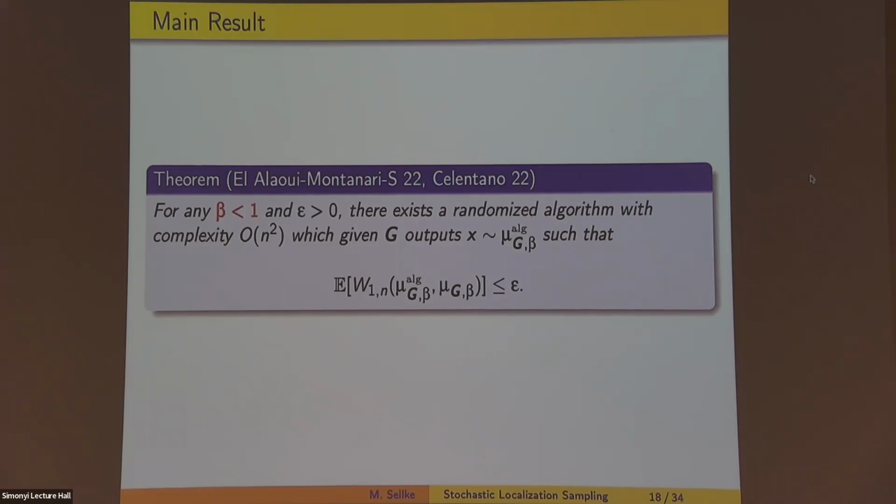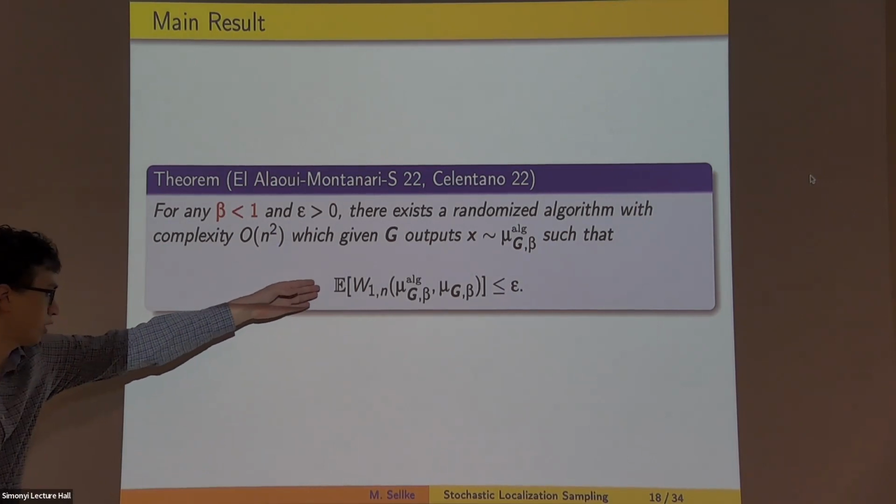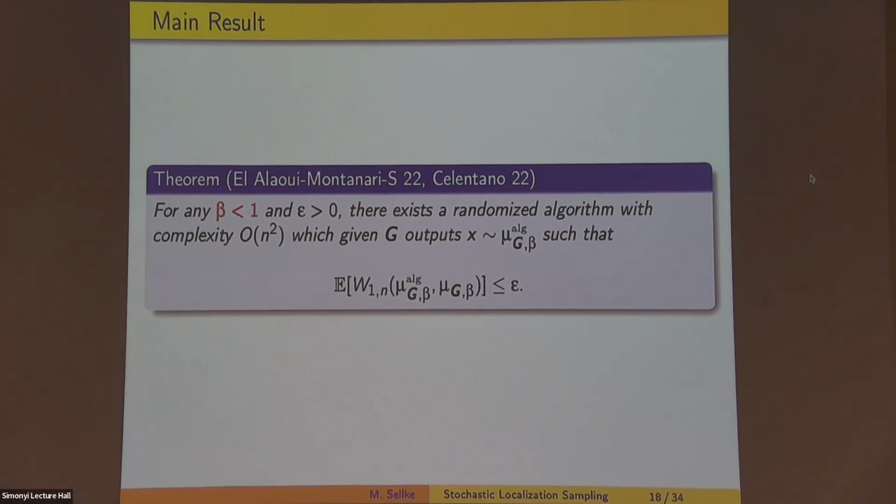Is it on the G? Yeah, it's over G, exactly. Great. So this mu alg is compressing all of the randomness in the sampling algorithm. So the only randomness for the expectation is just the random matrix G. So for some G, this will fail horribly, but for most choices of G, it will work well.